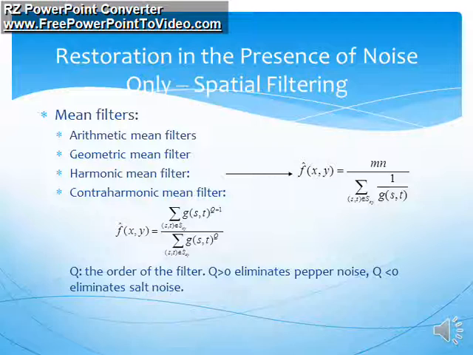Q must be greater than 0 for elimination of pepper noise, and Q must be less than 0 to eliminate salt noise. So if you want to remove the pepper noise, then the value of Q must be greater than 0, and if we want to eliminate the salt noise, the value of Q must be less than 0. These are the key factors for these filters to restore the corresponding image in the presence of noise, which is also known as spatial filtering.